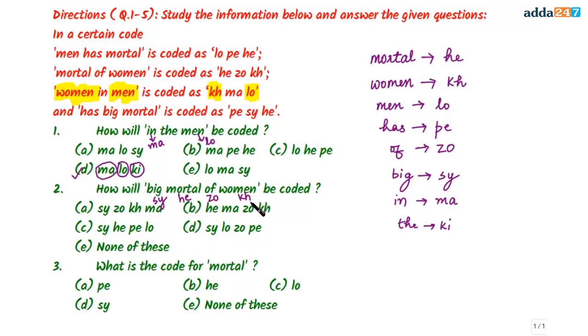So we'll look for the option which has all these four, and in the answer we can see that none of the options has all these four, so E is the right answer here. Then we have a very easy question coming up. Question number 3. What is the code for model? And we know the code for model is HE. So definitely B is the correct answer.